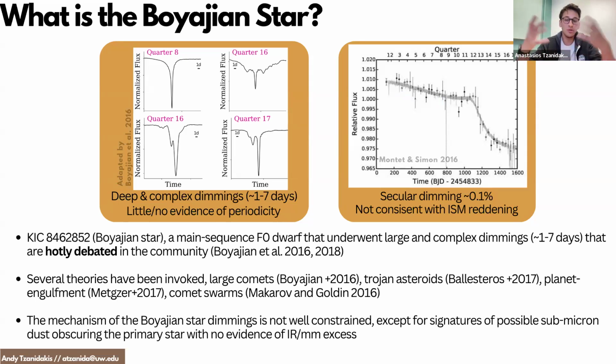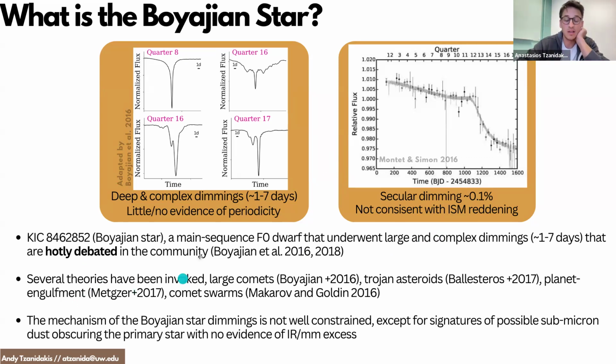So this had sparked a huge interest in the community in trying to quickly characterize what was going on with the system. Another really interesting thing to mention here is that the Boyajian star didn't seem to have any infrared excess, which would be indicative of some dust near the star.